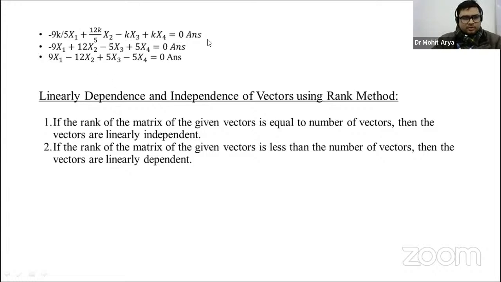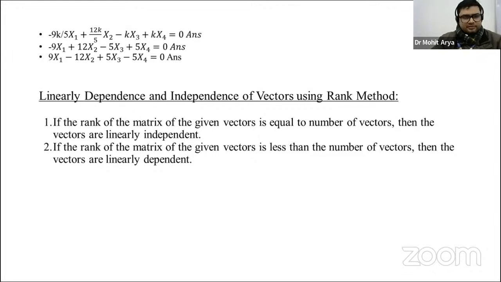Next, the topic is linear dependence and independence of vectors using the rank method. Previously, we used the matrix method and found the linear dependence and independence of vectors by using the introduced parameter lambda, and if one of the lambda i is not equal to 0, then the vectors are linearly dependent, otherwise they are linearly independent. Okay, we will move forward.